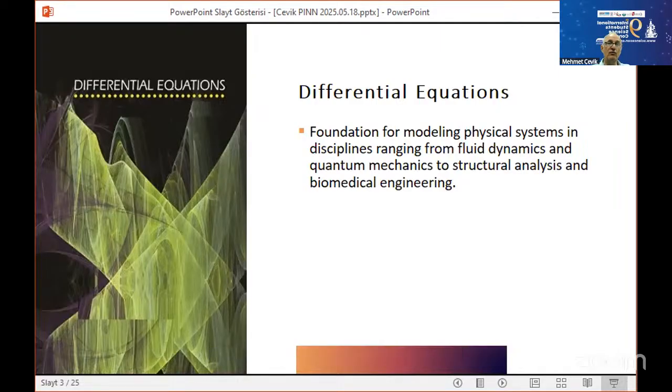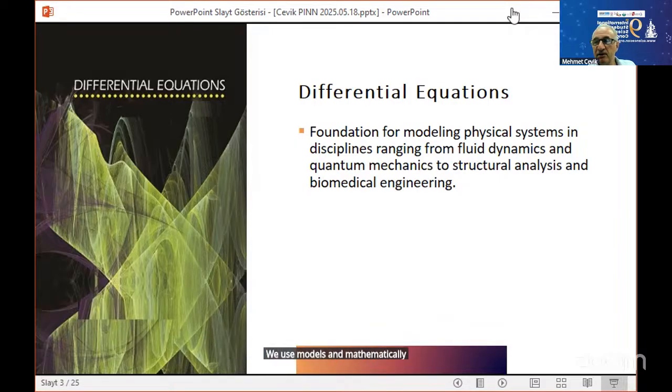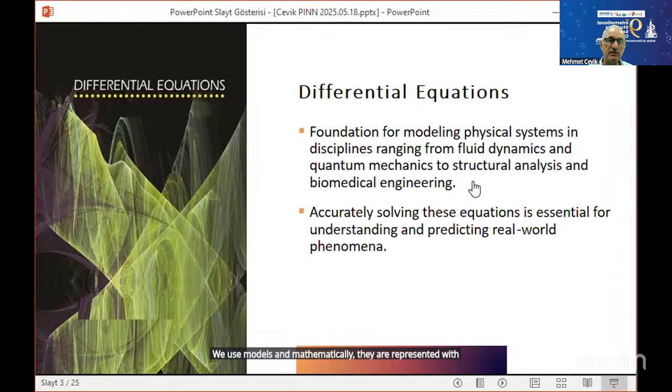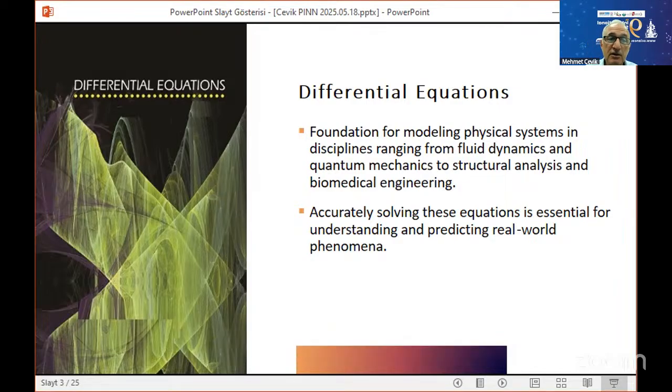First of all, let's mention simply differential equations. They are the foundation for modeling physical systems in disciplines ranging from fluid dynamics and quantum mechanics to structural analysis and biomedical engineering. In fact, in all engineering areas, we use models and mathematically they are represented with differential equations. So, accurately solving these equations is essential for understanding and predicting real-world phenomena.